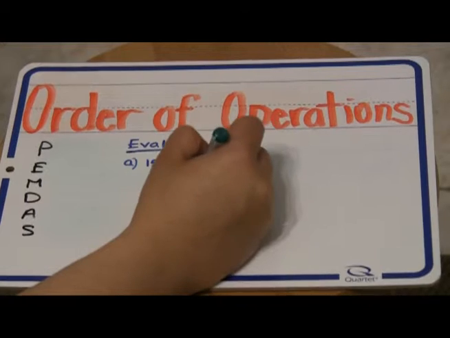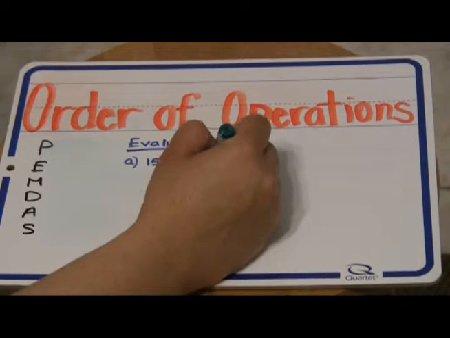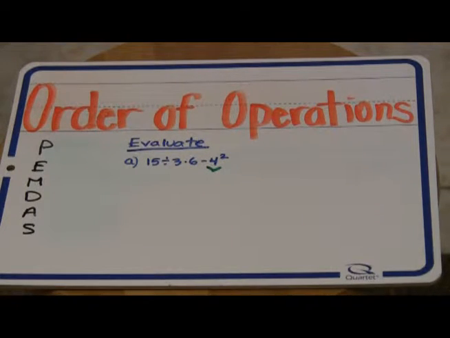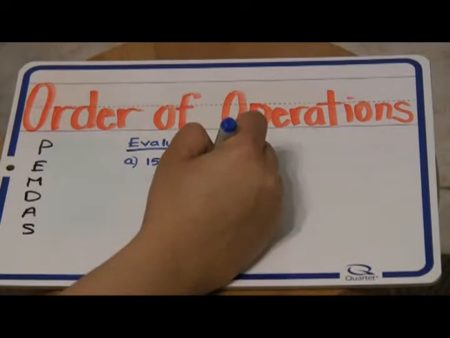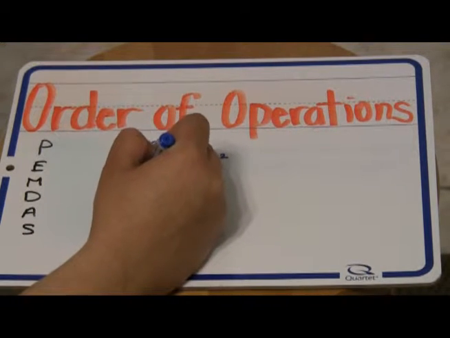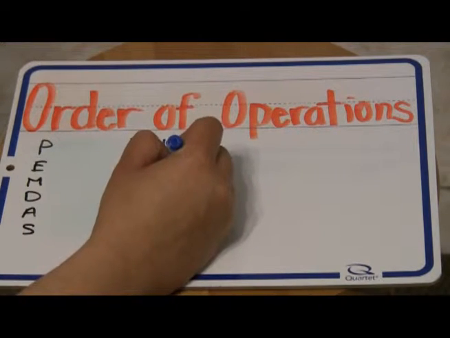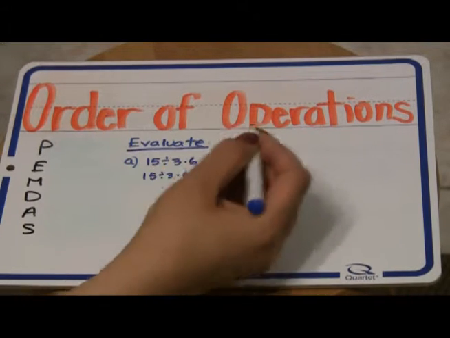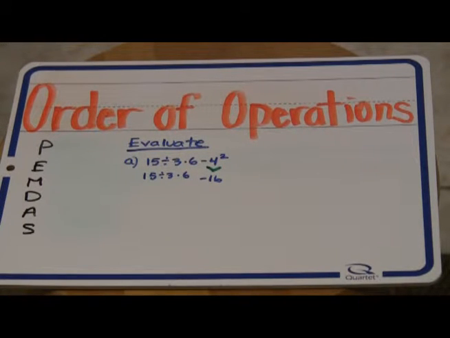We next check for the next one, which is E for exponent. We have an exponent right here. So I know that 4 squared is the same thing as 4 times 4, which is 16. I write down that minus sign, and I bring everything else down: 15 divided by 3 times 6 minus that 16.